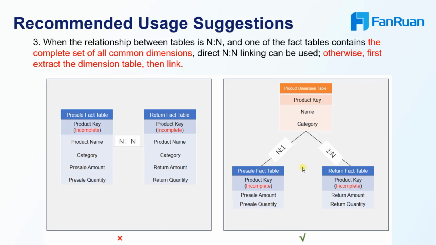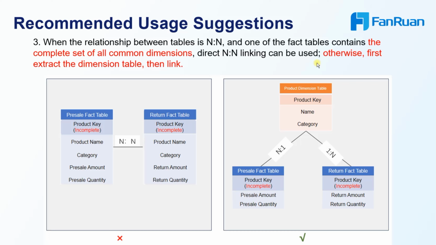What about otherwise? Otherwise means the condition is not met. This means that the product name and category in both the pre-sales fact table and return fact table are not complete. However, by combining the fields from both tables, we form a complete shared dimension. In this case, we recommend avoiding a direct end-to-end association because the analysis might not yield the expected results.